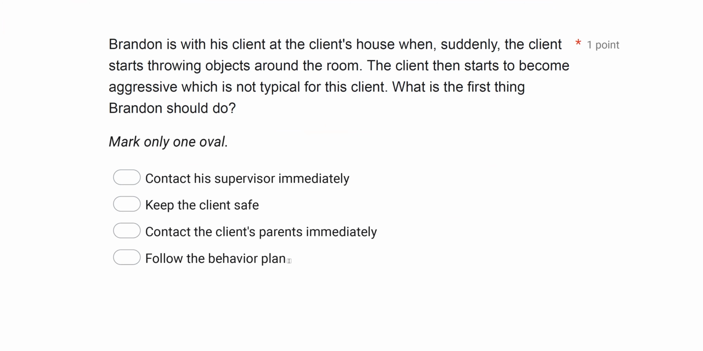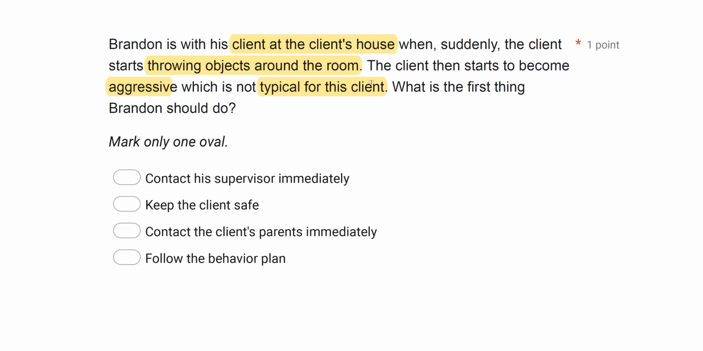Brandon is with his client at the client's house when suddenly the client starts throwing objects around the room. The client then starts to become aggressive, which is not typical for this client. What is the first thing Brandon should do? All right, you might find yourself in this situation as a technician. Brandon, in this case, is at a client's house and the client's throwing objects, right? So the client's engaging in these behaviors. The client then becomes aggressive, which is not typical. And when things aren't typical, there's a good chance it might not be written into the plan. However, you're there, you have to react.